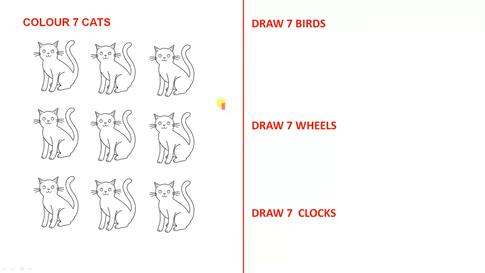Students love colouring in, as we know, so they'd be asked to colour 7 cats. You can have any animals here as long as you have more than 7, so they'll actually stop at 7. And they love drawing also, and you'd give them many opportunities to do drawing. Here we have 7 birds, 7 wheels, 7 clocks. You can choose any objects you want.